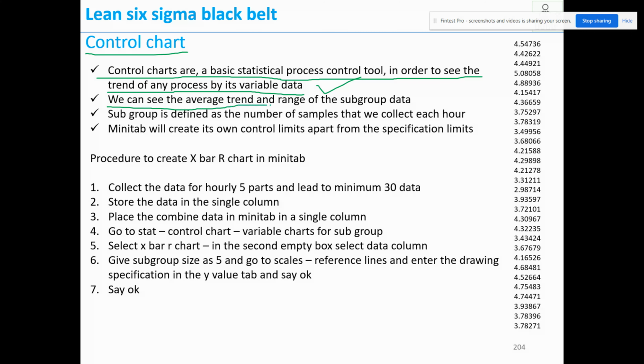We can see the average trend and the range of the subgroup data. So what is subgroup data? Say every hour you collect 5 parts. So 5 is a subgroup. So subgroup is defined as the number of samples that we collect each hour. So each hour, how many samples you are going to collect.